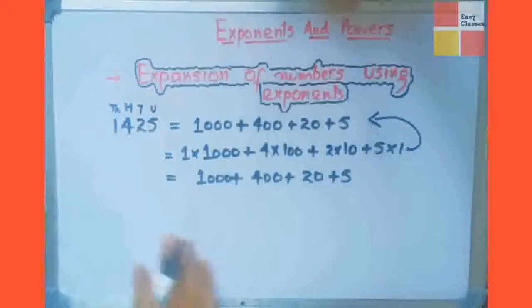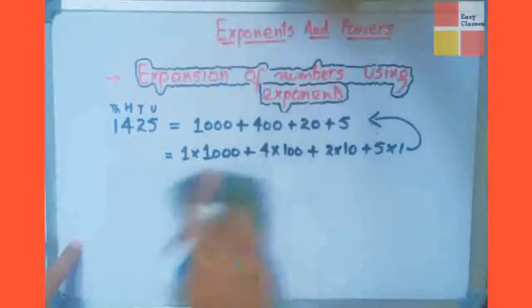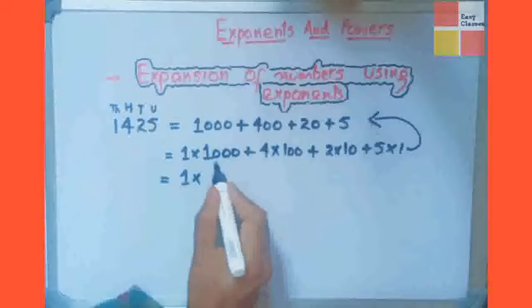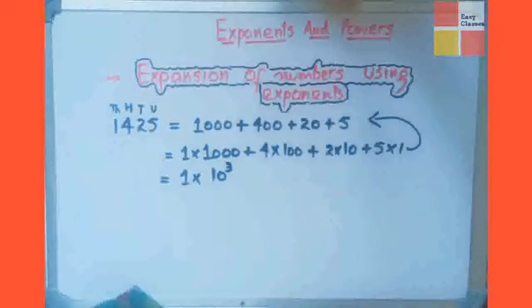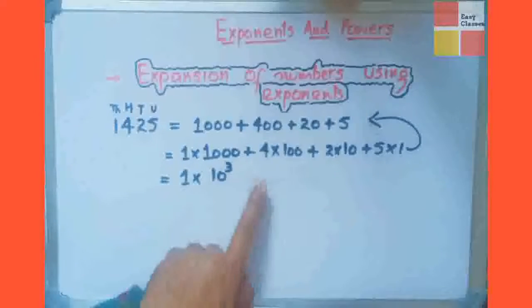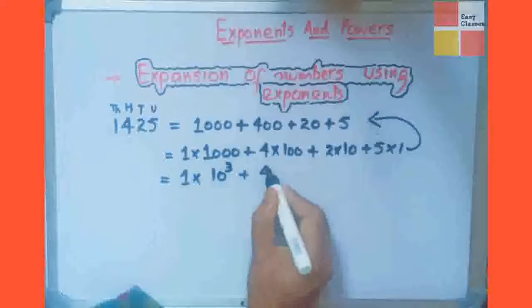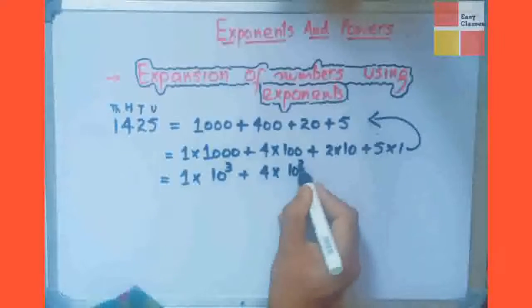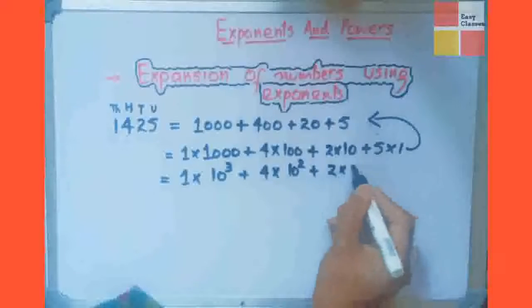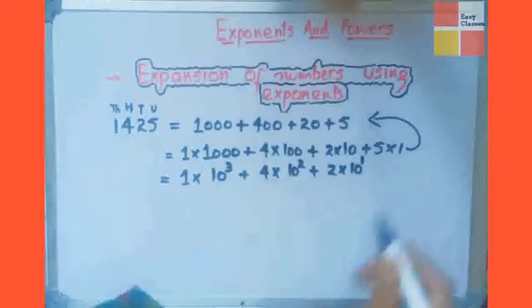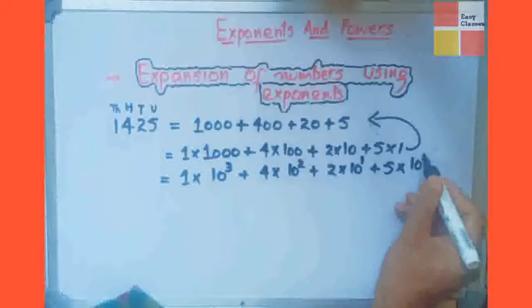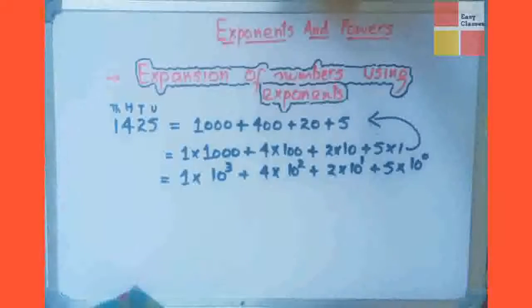Now we can put it the other way round, that is just like this. 1 into, we know that again this 1000 can be put in the exponential form, 10 raised to power 3. 10 raised to power 3 means 10 into 10 into 10, that means 1000, plus 4 into 10 raised to power 2, that means 10 into 10, that is equal to 100. 2 into, since 10 is ones, so that means 10 raised to power 1, plus 5 into, so here is 1, I can put it like this, 10 raised to power 0. So 10 raised to power 0 is equal to 1.